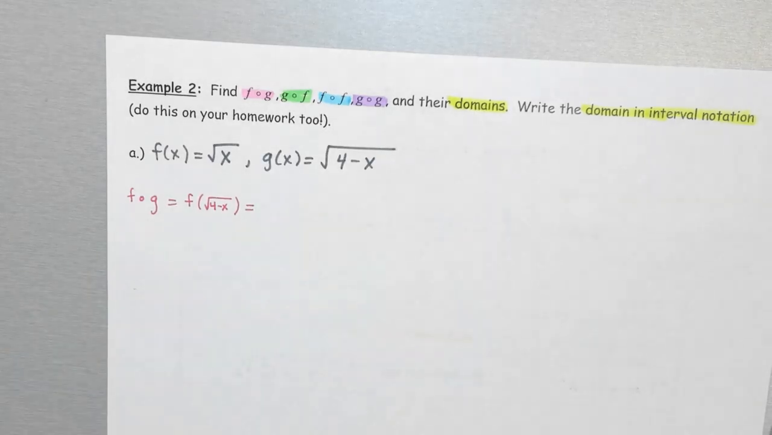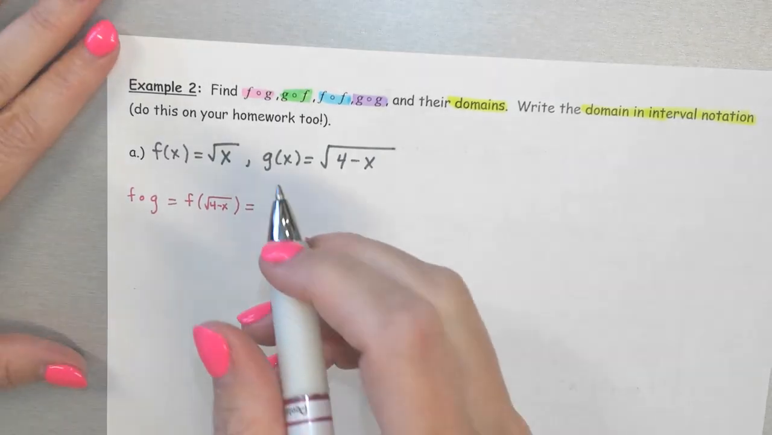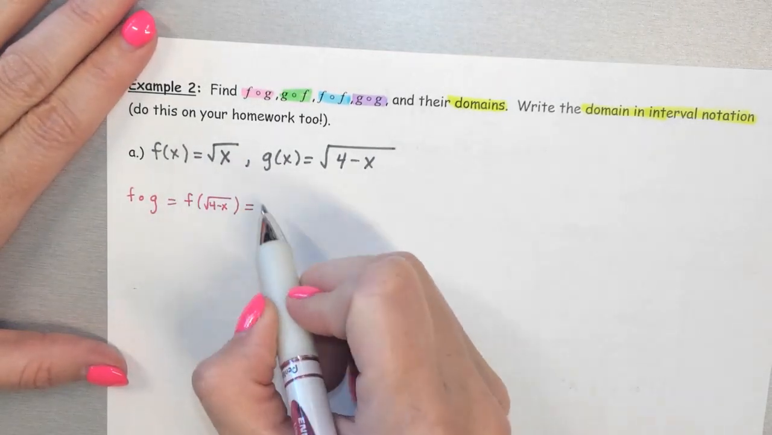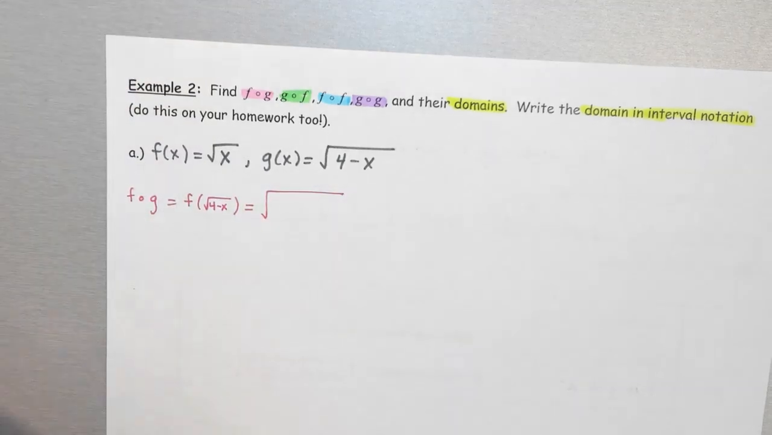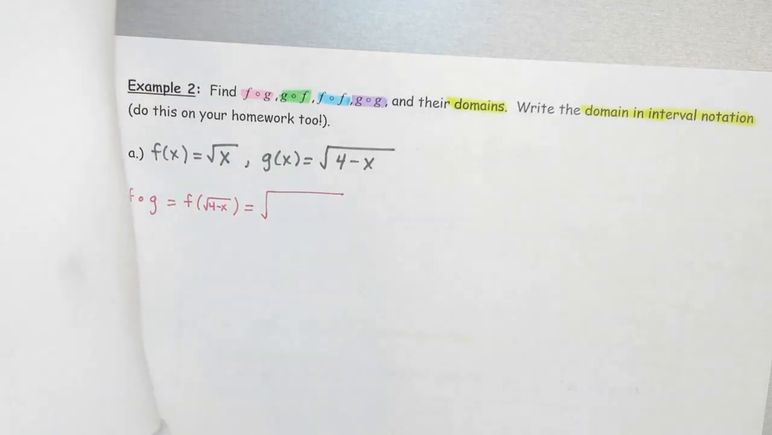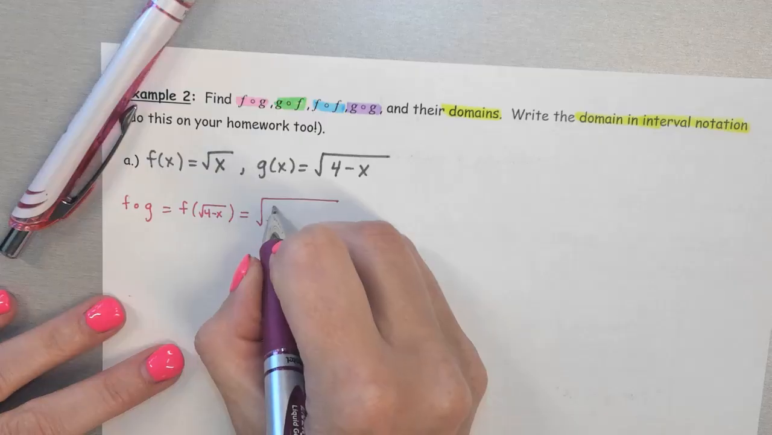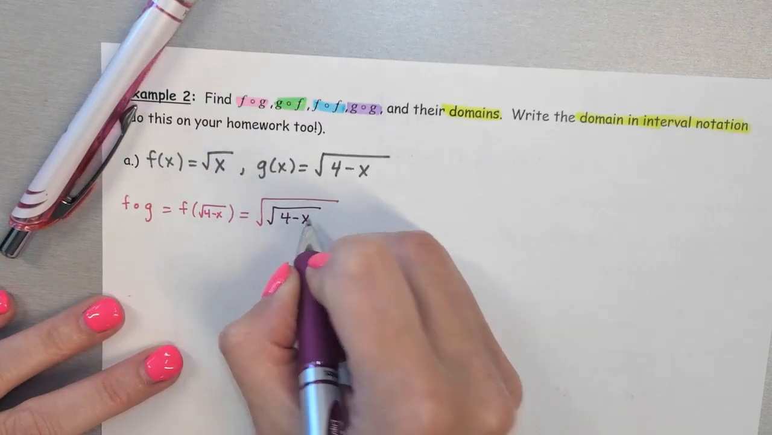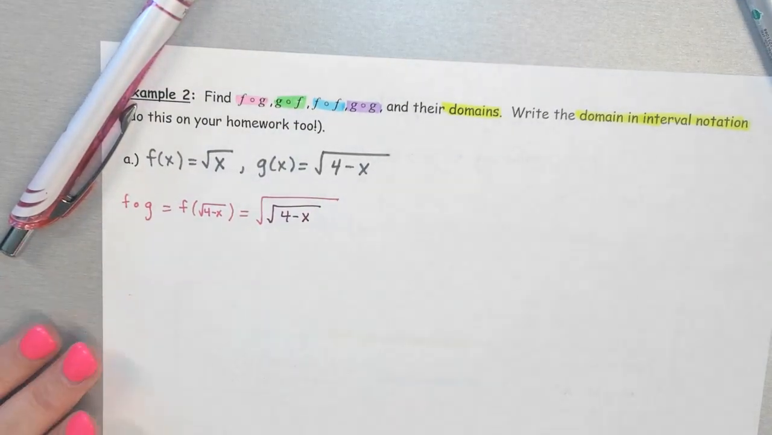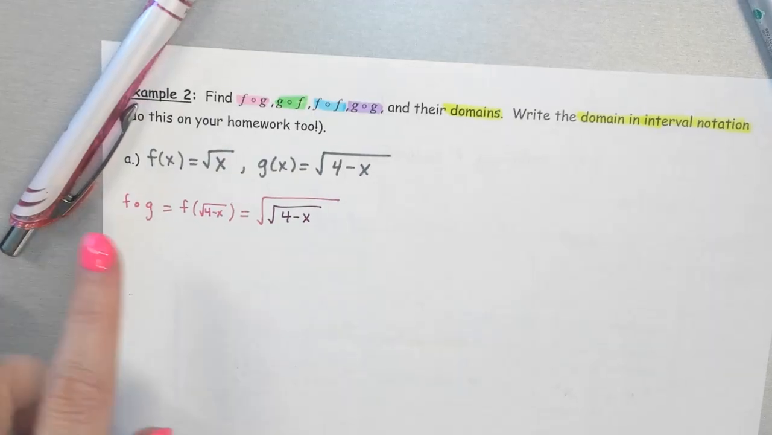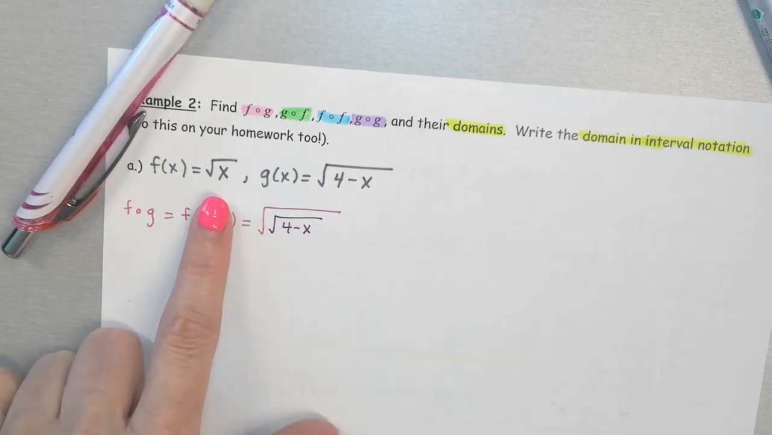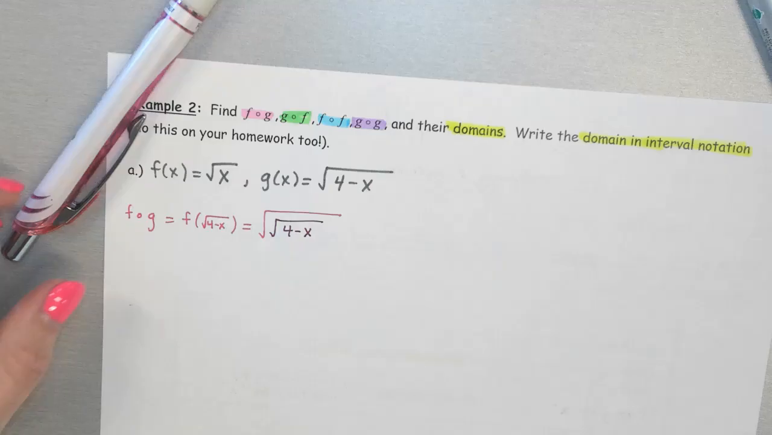You don't have to write that second step out. In fact, I'm going to stop writing it out after this one. And then your f of x is the square root of x. So what you're going to do is you're just going to plug in the square root of 4 minus x. This is f of g. So you're substituting this into your square root of x here.